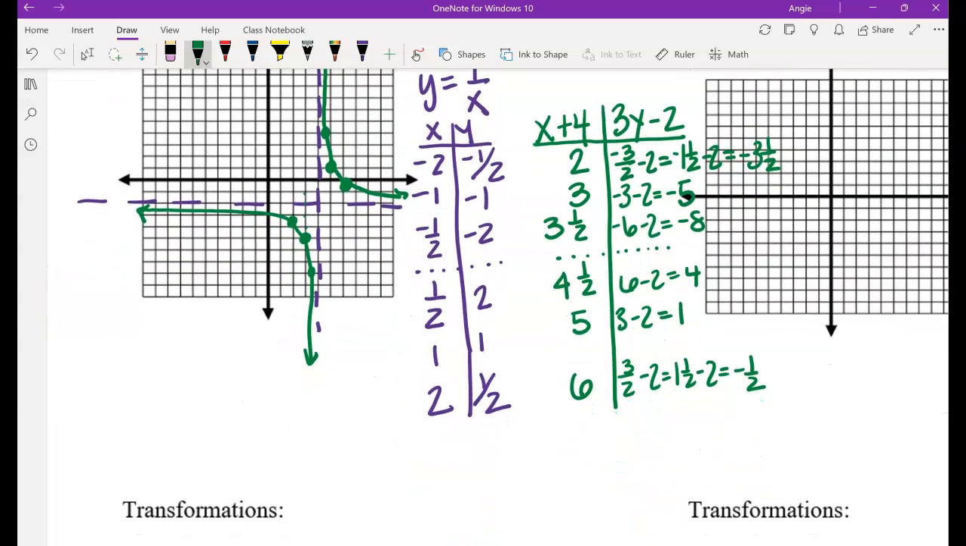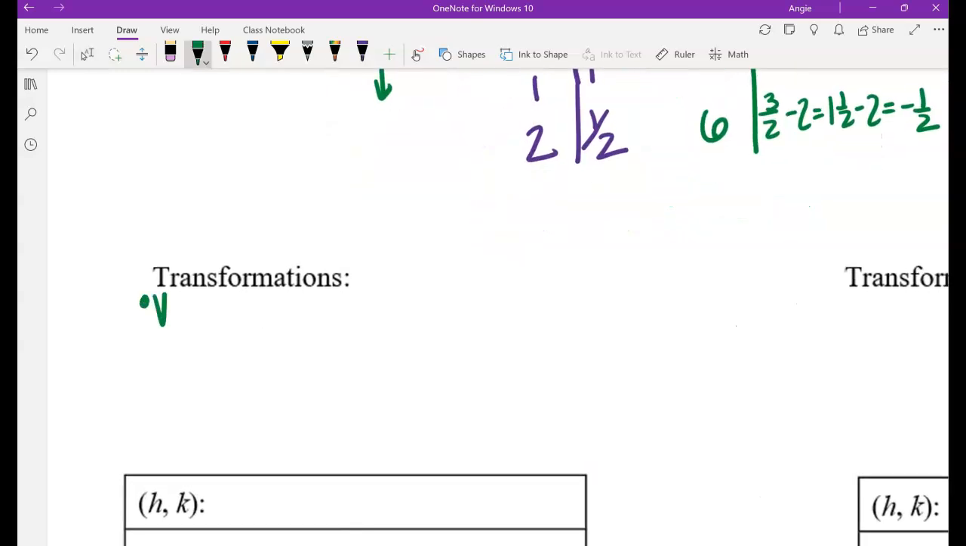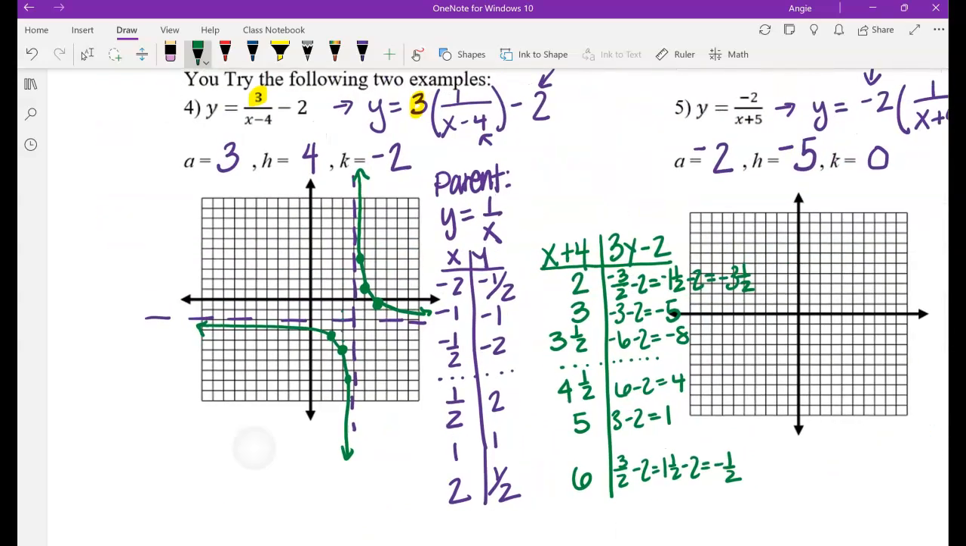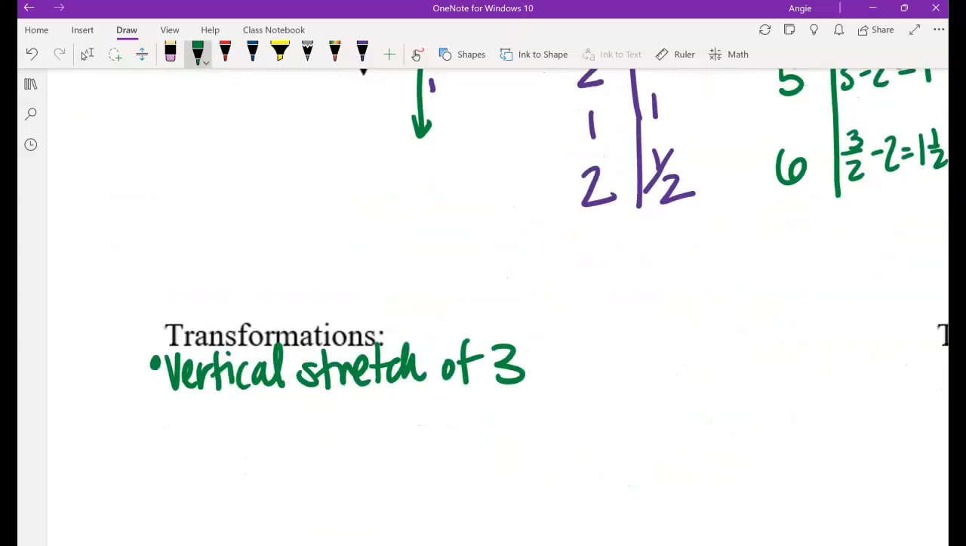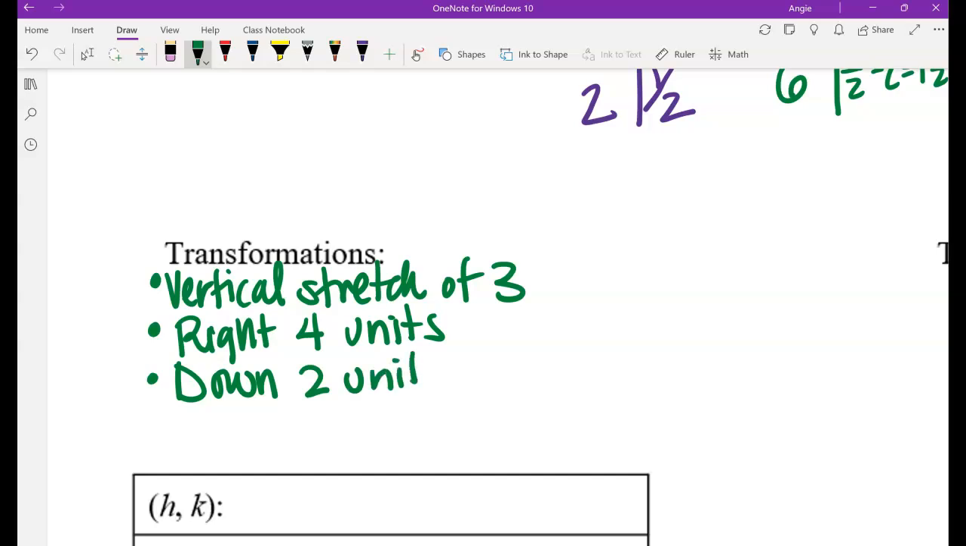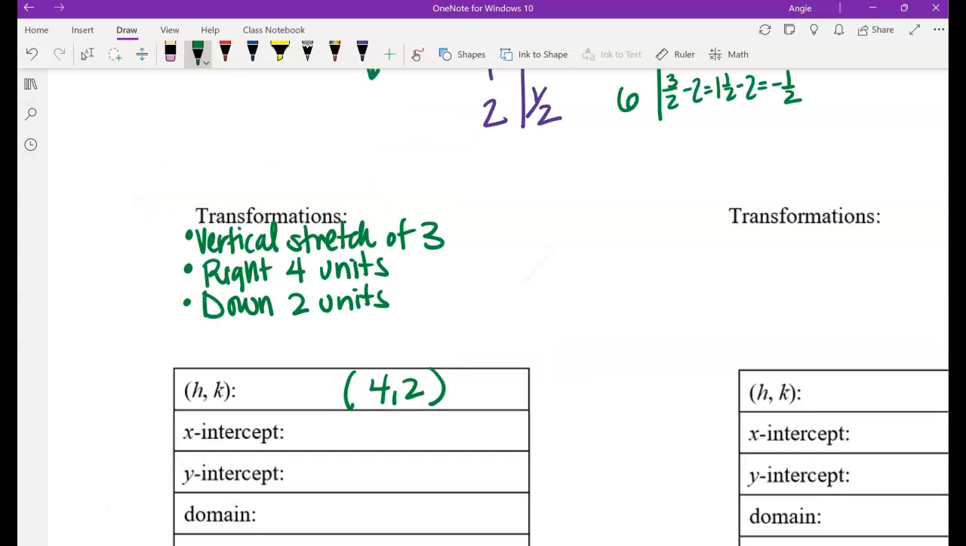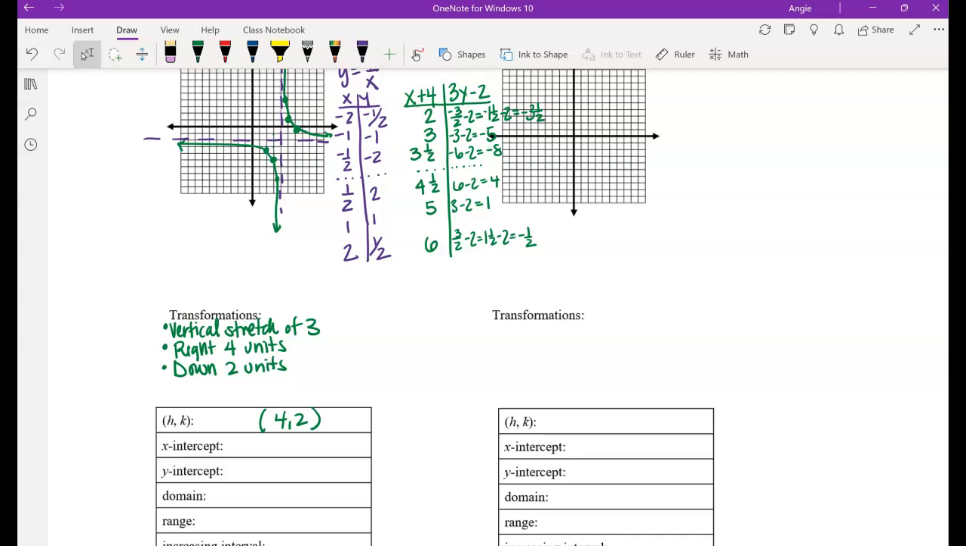All right, let's fill out the charts. Let's do the transformations. We have 3 for a, so that's going to be a vertical stretch by 3, and then your h value is 4, so write 4 units right and down 2 units. Okay, so that allows us to write the h and k, 4, negative 2. Let's see if we have any x-intercept. We do have an x-intercept, we have to calculate that. We do have a y-intercept, we need to calculate that.